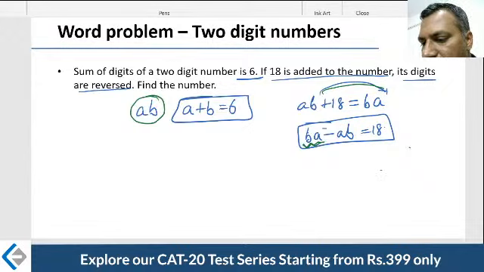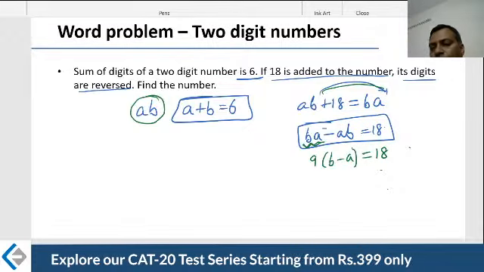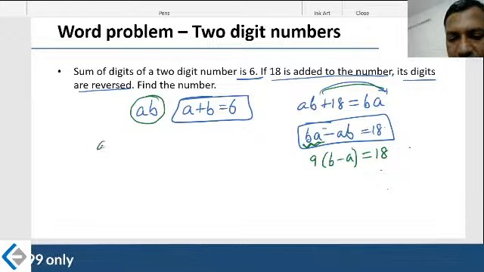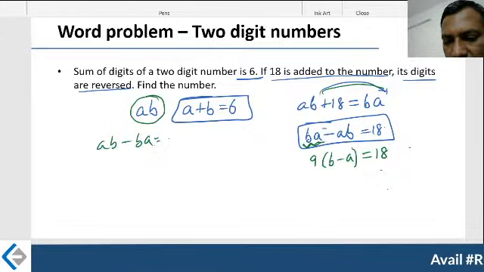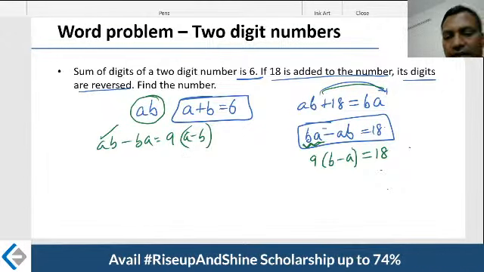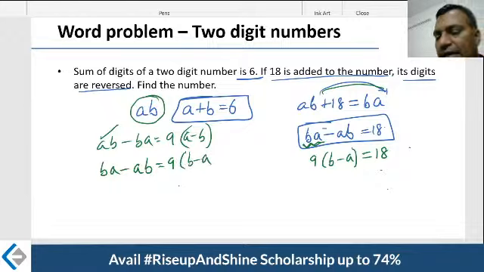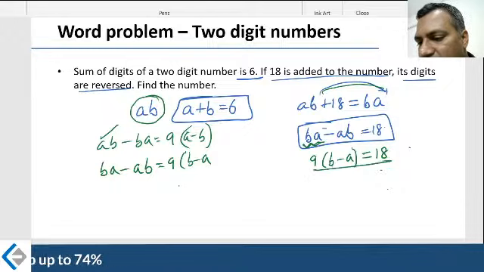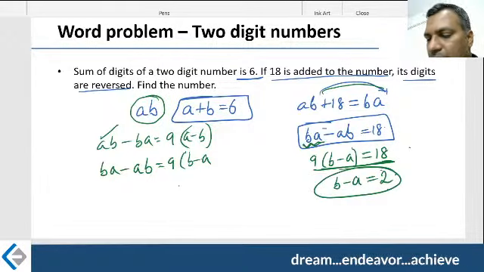BA minus AB is going to become 9 times of B minus A, which is equal to 18. That's what we directly learned. AB minus BA is nothing but 9 times the difference between the digits, A minus B. That's how we wrote it, because we assumed that A is better. Hey, what if I write BA minus AB? Then you better write it as 9 times of B minus A. It's a well-known concept. If you know it, the moment you read this question, you would have arrived at this. Therefore, B minus A is equal to 2.